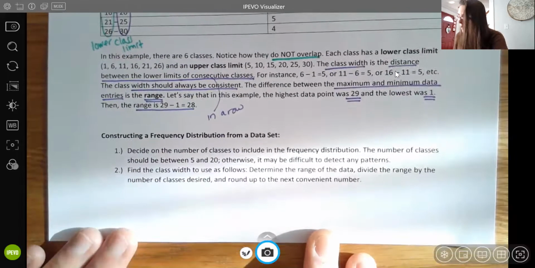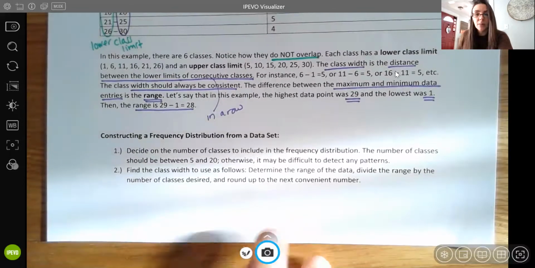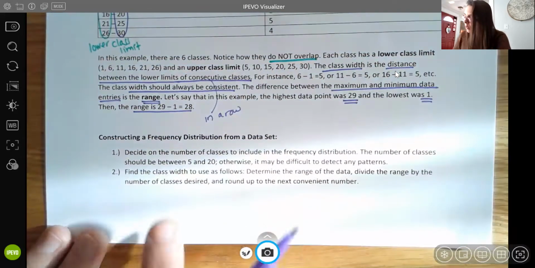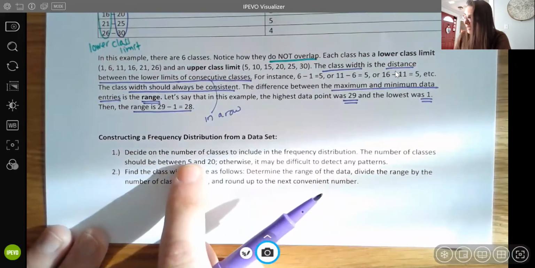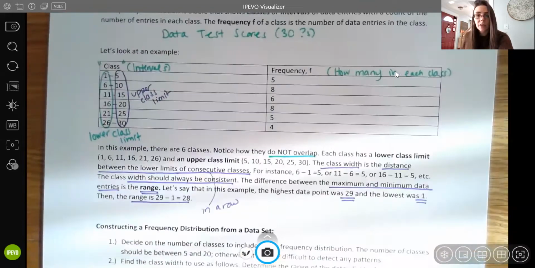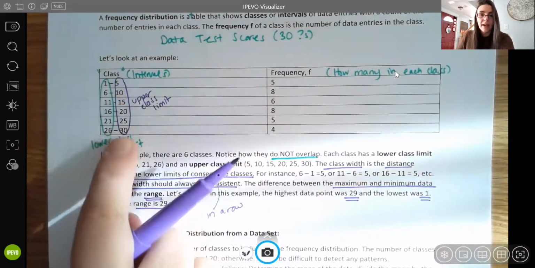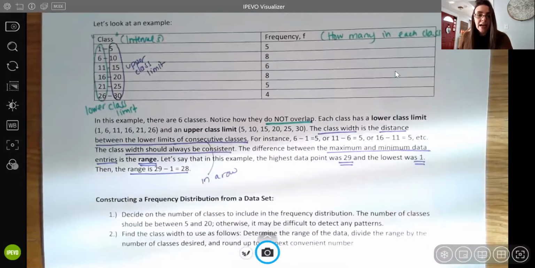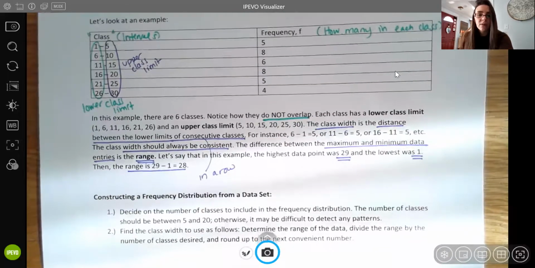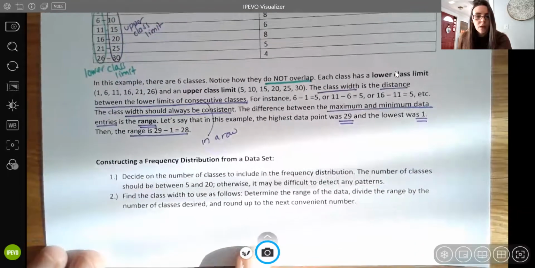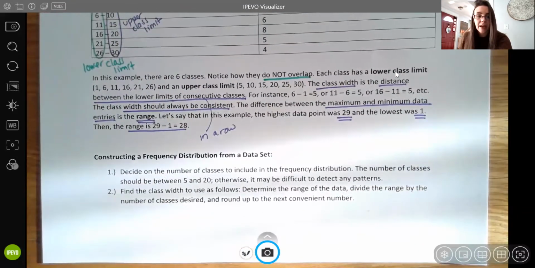Now, how do we construct this frequency distribution from a data set, right? Because theoretically, we usually have the data first, and then we're constructing the table, although we can read the table to get a general idea of what's happening. So the first thing you're going to do is decide on the number of classes to include in the frequency distribution. So you have some choice as a researcher. How many classes do you want to have? And usually that should be based on the data. Usually it's between 5 and 20 classes. So you want no fewer than 5, but no more than 20 classes. Like here we have 6. Otherwise, it may be difficult to detect patterns.